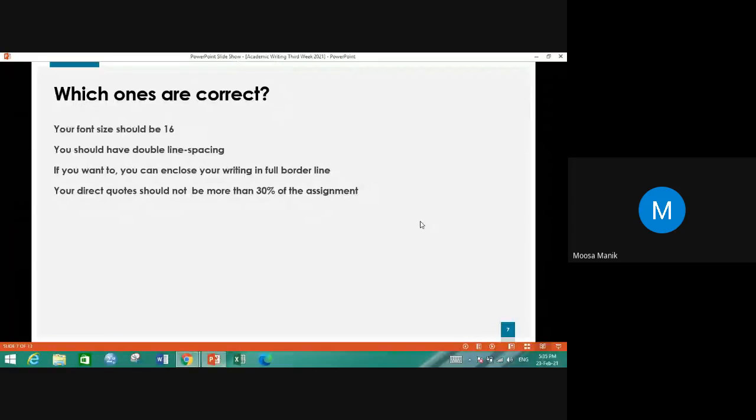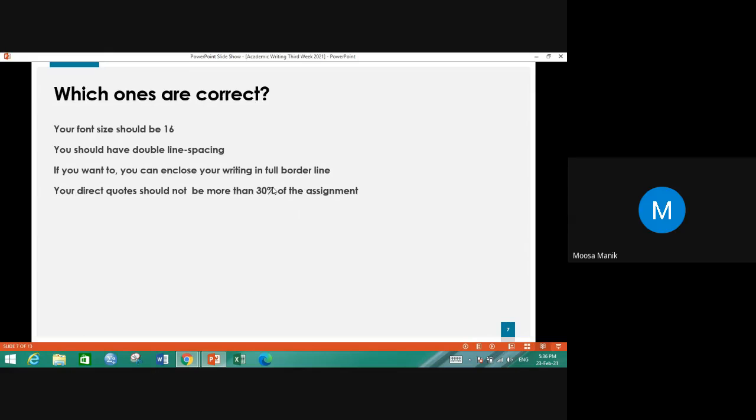Direct quotes should be not more than 10% of your assignment. That means if you're writing a 1,000 word assignment, it should be something like 100 words. And if you're writing 2,000 words, that should be something like 200 words. So please do not go beyond that. It's not confusing. If you do not use direct quotes, that will probably be so much better.